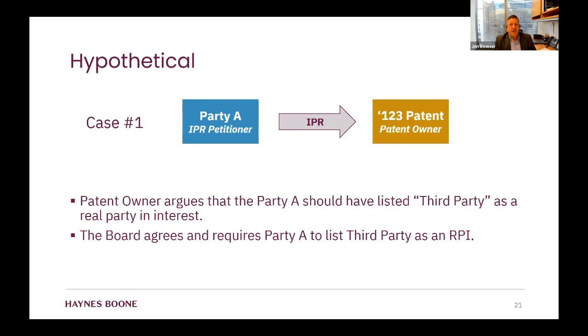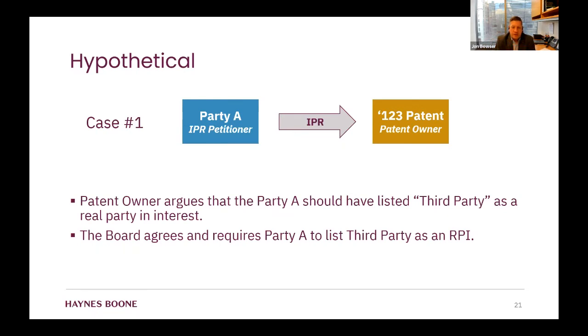So we have a hypo here. And this is a simple hypo, but here party A files an IPR petition against the '123 patent. And the patent owner argues that the petitioner should have listed a third party as an RPI.